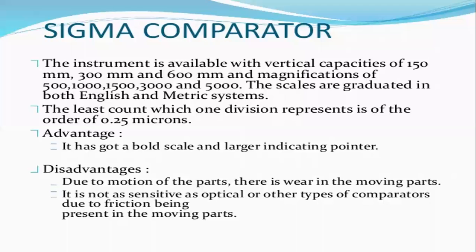And next, the instrument is available with vertical capacities of 150 mm, 300 mm, and 600 mm, and it has magnifications of 500, 1000, 1500, 3000, and 5000. So these are the different magnification systems of the optical lens, in multiples of 500.